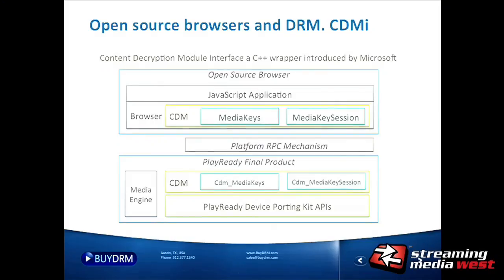What's interesting is that Microsoft proposed and implemented a content decryption model interface. It's a very interesting approach, and why? Because Microsoft is saying, okay guys, let's take the whole content decryption model out of the browser. We're not going to implement it in the user agents inside of the browsers. We're going to move it to the platform. We're going to create an interface in a C++ wrapper and provide it to the open source browsers so that the open source browsers can communicate with the DRM.